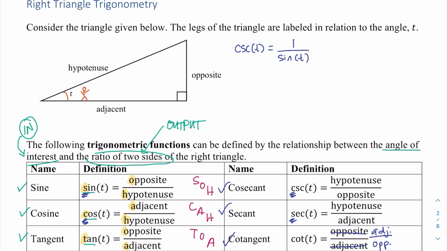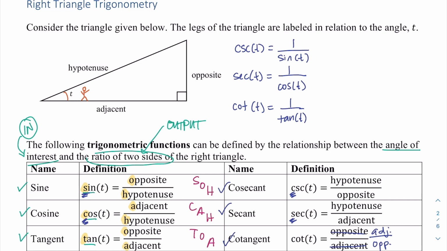All right, let's keep going. You can probably see what's going to happen here. Secant of t is 1 over cosine of t, and cotangent of t should be 1 over tangent of t. Okay, so we call these reciprocal identities, and they're really important because then I can really just memorize SOHCAHTOA, and then these other three are just the reciprocals of those three.